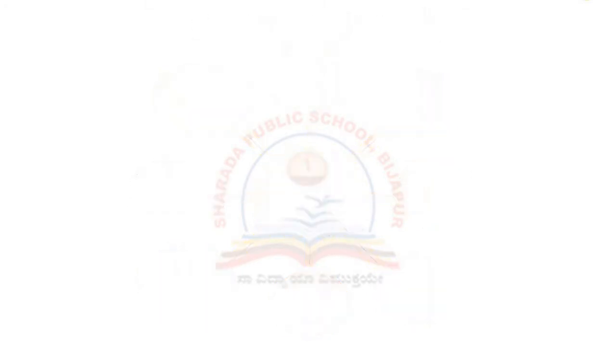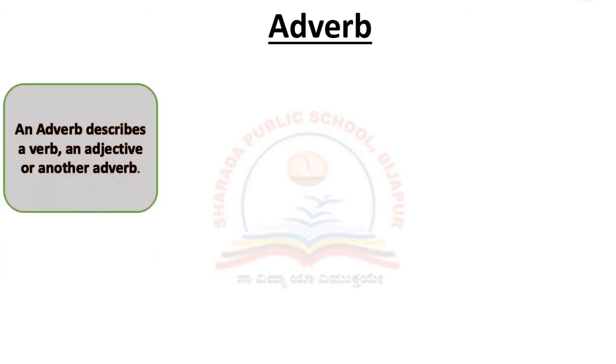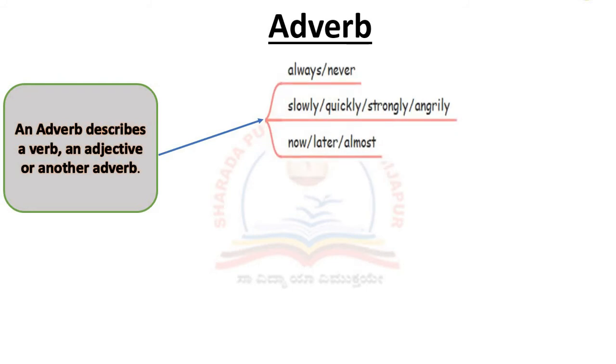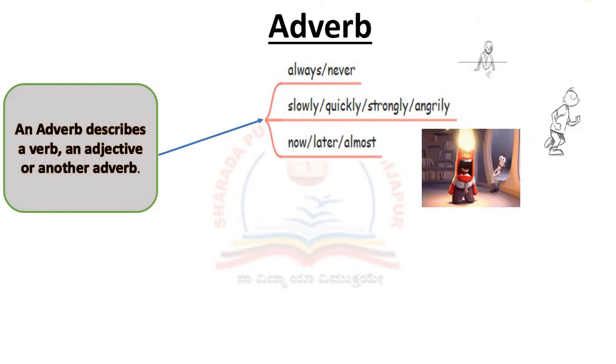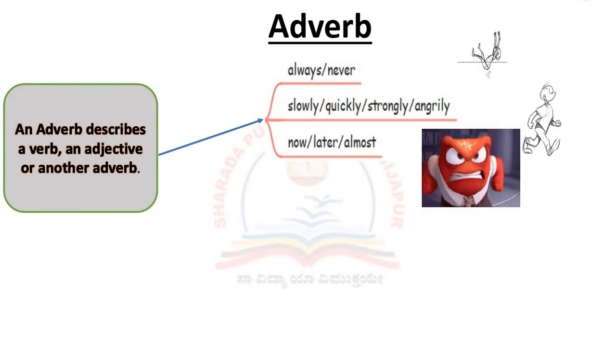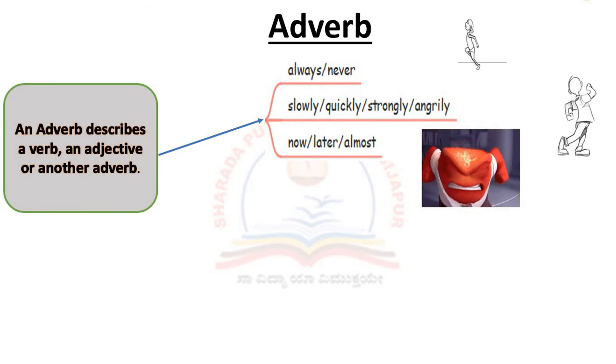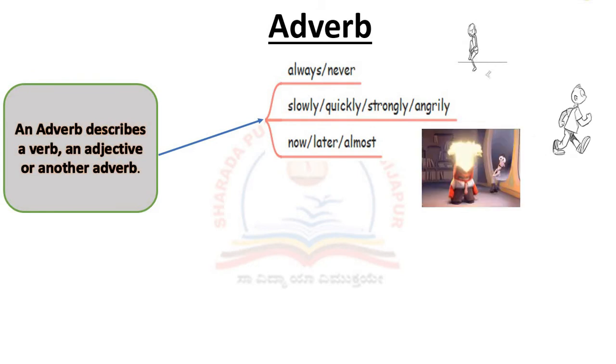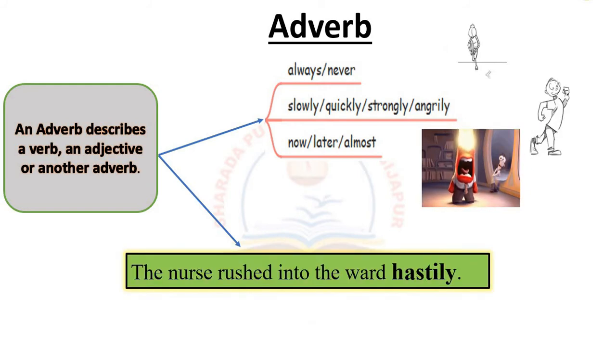So let's begin with adverb. An adverb describes a verb, an adjective, or another adverb. Let's look at a few examples here. Always, never, slowly, quickly, strongly, angrily, now, later, almost. These are the words that mostly come along with the main verb in a sentence, or also with an adjective. Let's look at an example to understand this better.